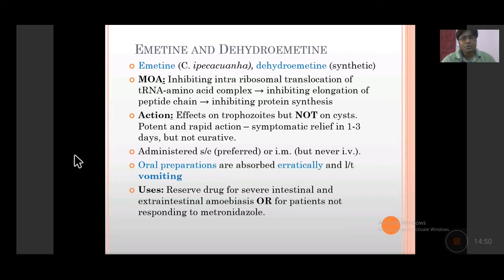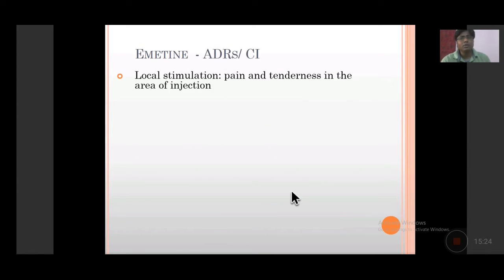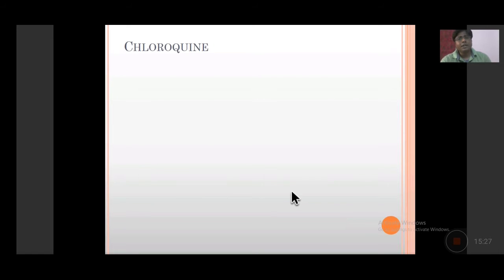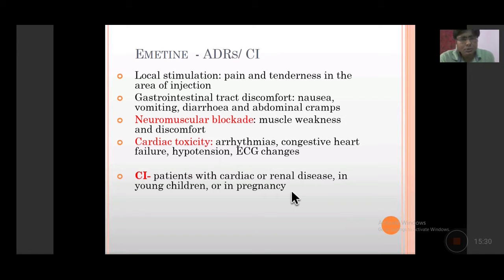Now, the use is that they are reserve drugs for severe intestinal and extra-intestinal amoebiasis. See the word reserve drug. Because of their toxicity profile, they are only reserve drugs. If other drugs are not helpful, if the patient cannot take metronidazole because of contraindication, or if compliance or tolerability is not there, then we can use this emetine. And with emetine, a luminal amoebicide needs to be added, but with metronidazole, it is not needed because metronidazole acts on the luminal. There are a lot of side effects with emetine, and hence the use is not preferable.